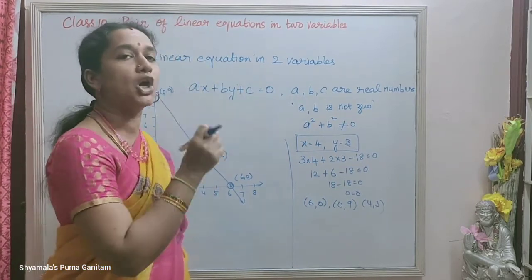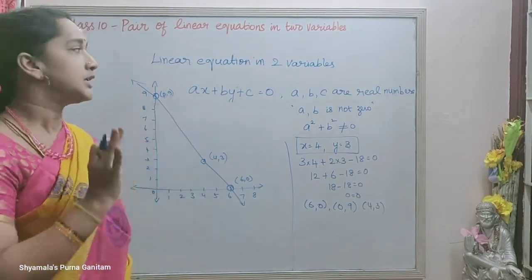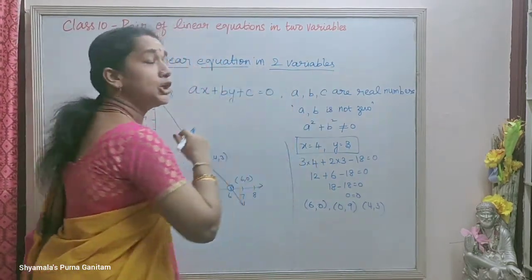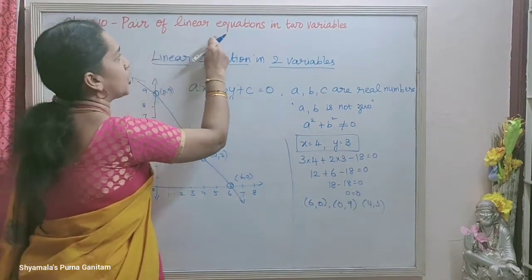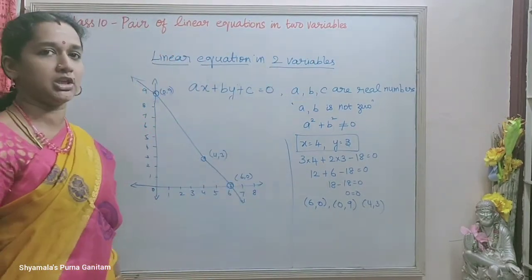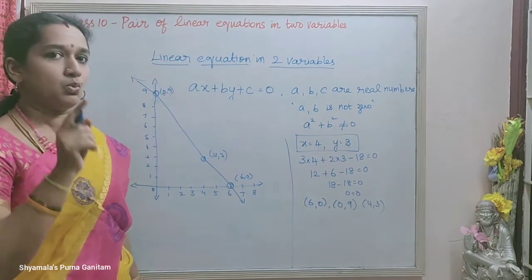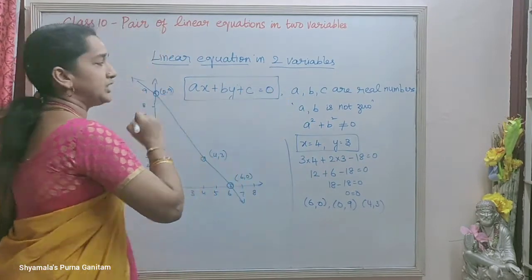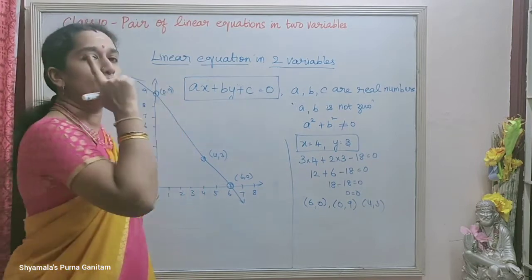That is, we will be plotting these solutions. When we plot this, we will get a straight line only. So this one is linear equation in 2 variables. Now we will find out what is pair of linear equation in 2 variables. So when we take one linear equation, the general form we will take as ax + by + c = 0. So this is for one equation.